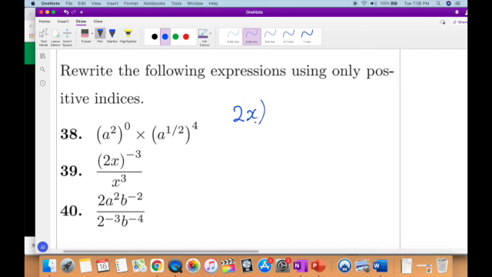2x brackets to the negative 3 divided by x cubed. And what they say here, rewrite the following expressions using only positive indices. So anybody remember any rule that involved a negative indice? If I had x to the negative 1, what does this mean? That's just 1 divided by x.